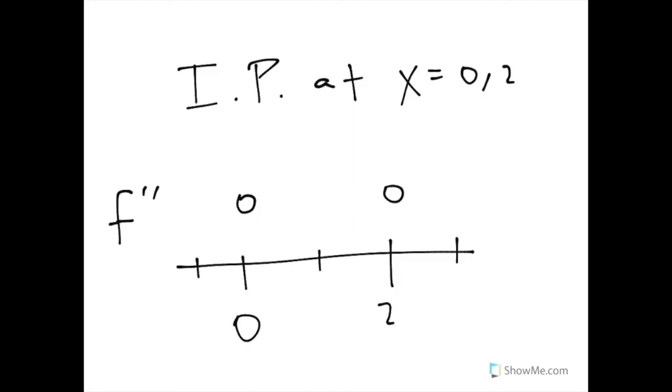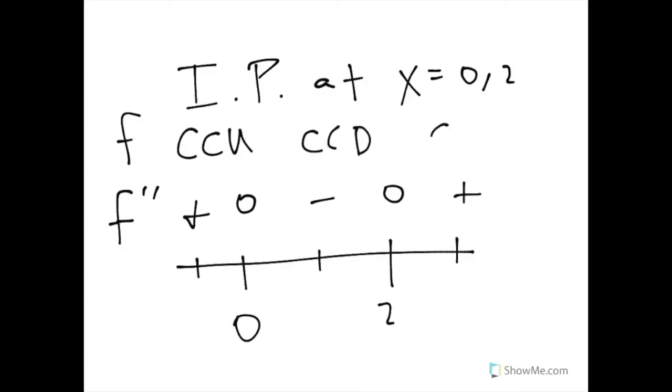I think if you pause the video and go find these values for a second, what you should find is that between negative infinity and 0, you get a positive for f double prime, then a negative, and then a positive, and you can think about what that tells you about f. f should be concave up, then concave down, then concave up.